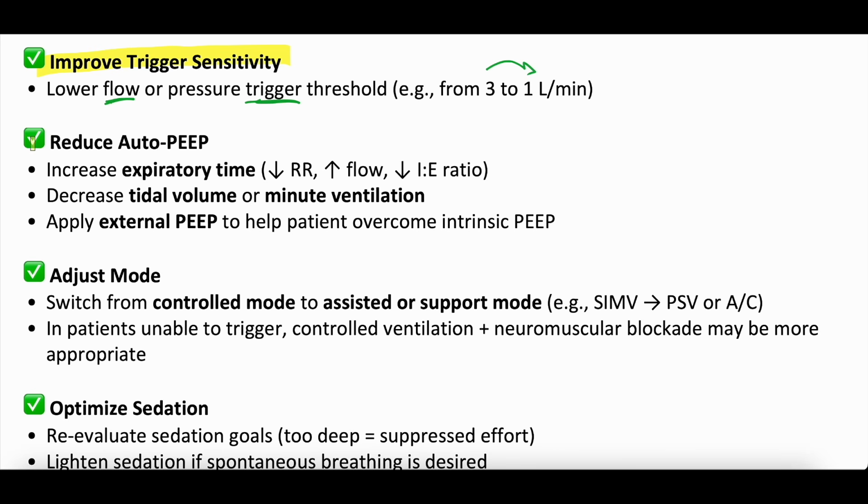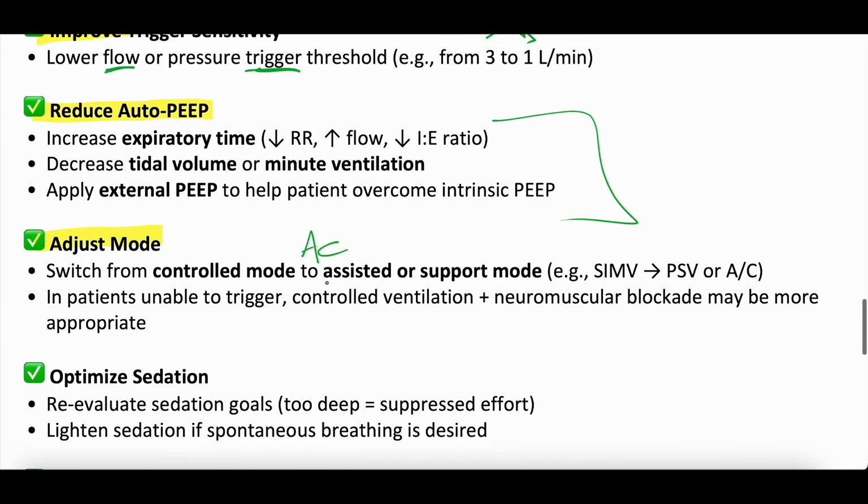Make it more sensitive. Fix AutoPEEP. This is super important. Again, we've talked about AutoPEEP a bunch of times. We're not going to dive into it here, so definitely check out those other episodes. But things like decreasing respiratory rate, increasing flow, decreasing the I/E ratio, decreasing tidal volume, all these things help overcome AutoPEEP. Adjust the mode if you are in a weird mode. Hopefully everyone is using AC assist control modes, but if you're not, adjusting the mode can help.